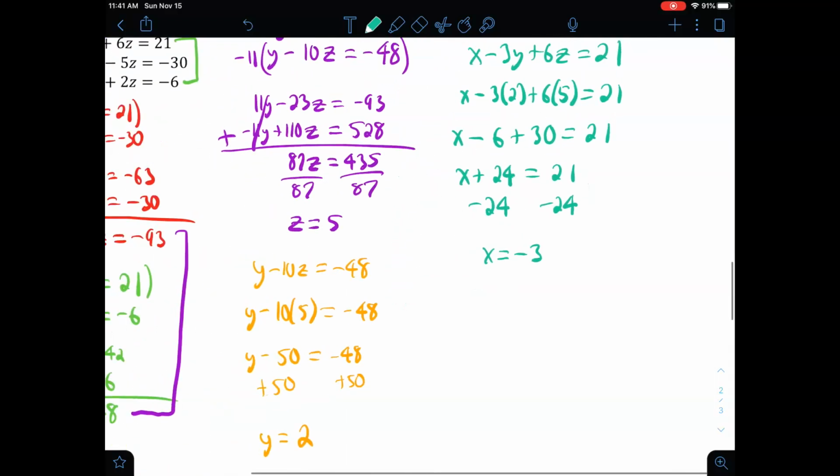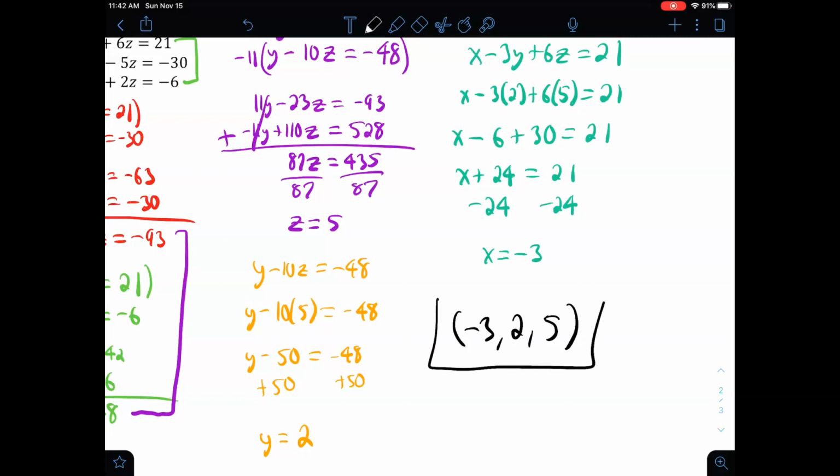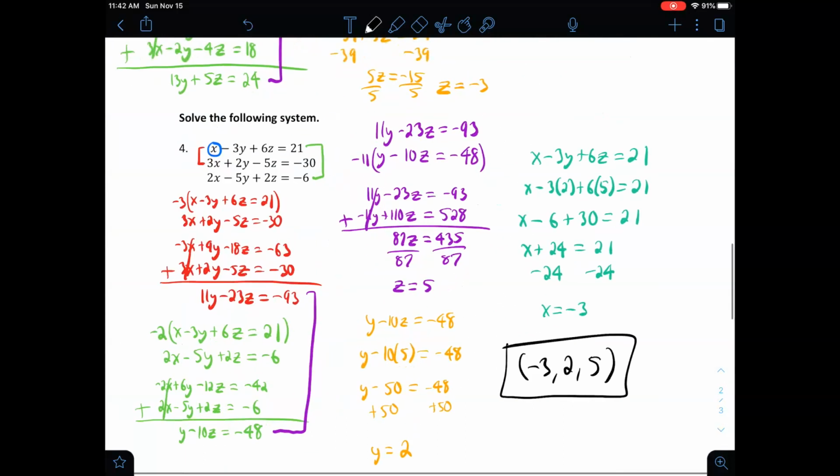So our final answer is going to be x, y, and z. So we have negative 3, 2, which is y, and 5, which is z. And there's our final answer. Look at all that color. So much work. All that color is to help us keep it organized a little bit.